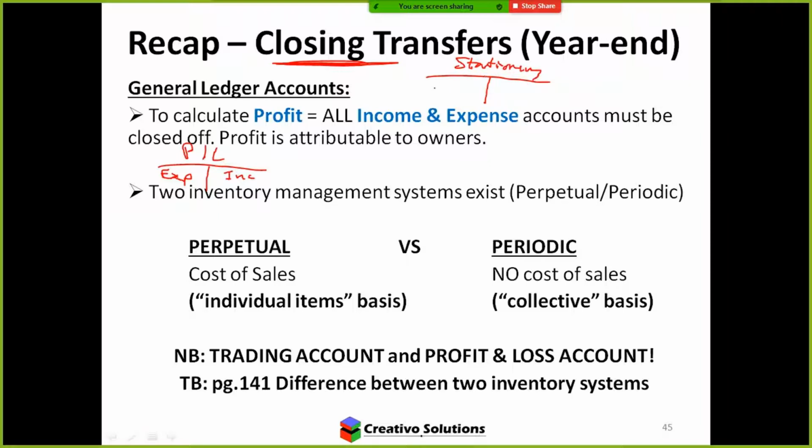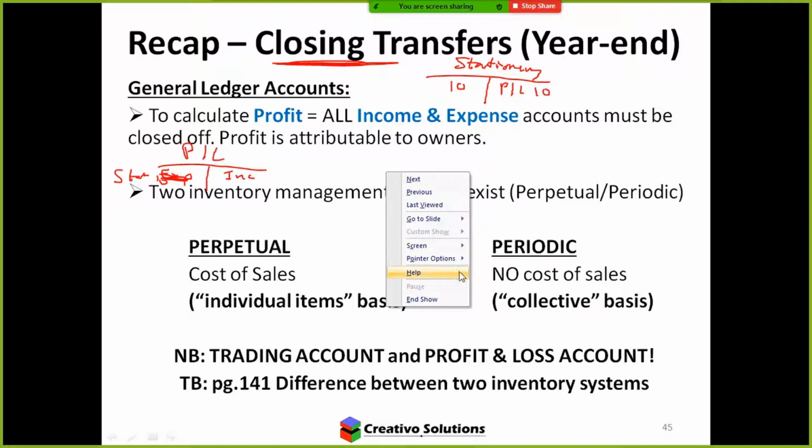A debit. Good. So if the stationery amounts to 10, how do I close this account? You close it off to credit, and debit profit and loss. P&L will go here, and I'd write down 10. And then on this side, I would write down stationery, and I'd put 10. Do you see that? Okay, that's how you close the accounts off.